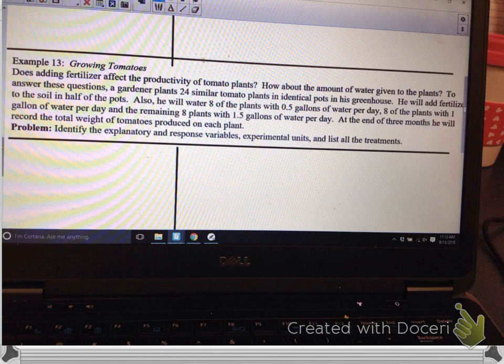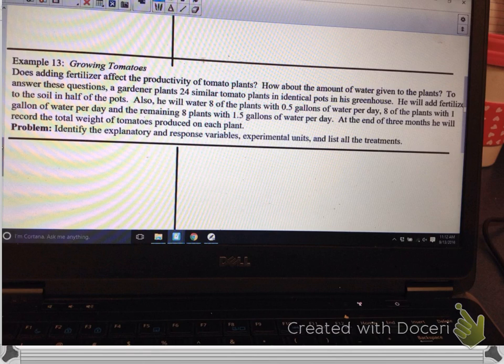Now let's finish up with example 13, growing tomatoes. Does adding fertilizer affect the productivity of tomato plants? How about the amount of water given to the plants? To answer these questions, a gardener plants 24 similar tomato plants in identical pots in his greenhouse.